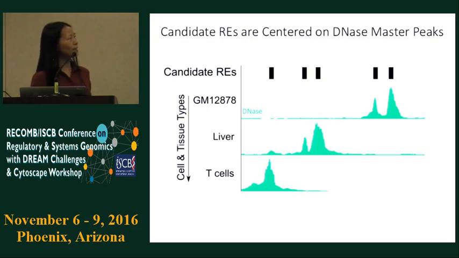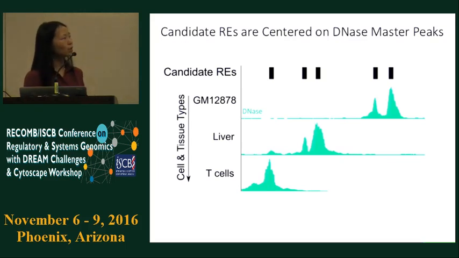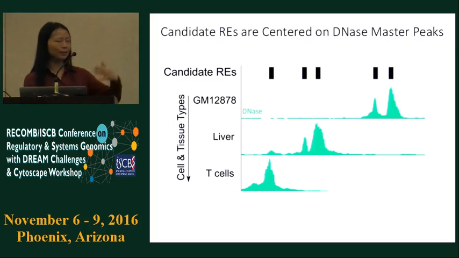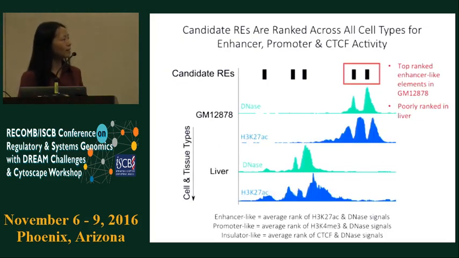GM12878 is a lymphoblastoid cell type, and then liver tissue, T cells. So you can see that in these regions, the DNase signal shows very strong tissue specificity. And the peaks on the top are centered on DNase master peaks. Master peaks means peaks across a whole compilation of cell types. So you can see these peaks. And then we combine that with K27AC signal to annotate possible enhancer-like elements in GM, but not in liver. As you can see, in liver, there's no signal, okay?